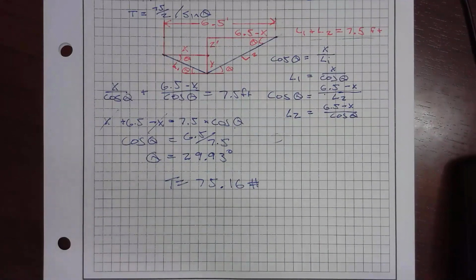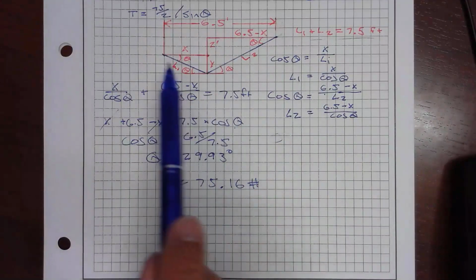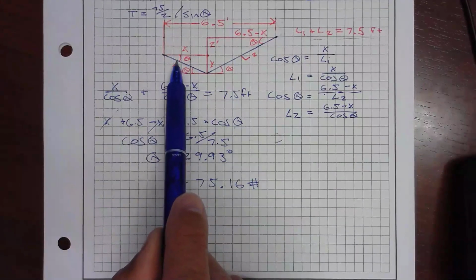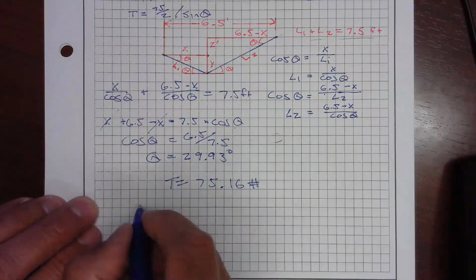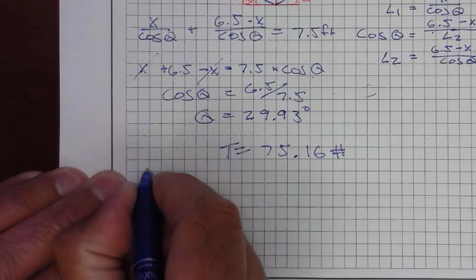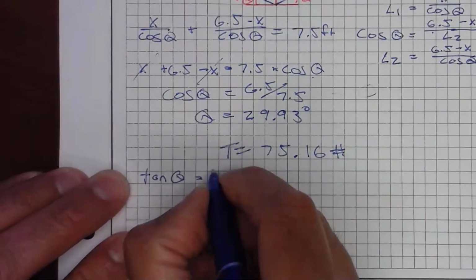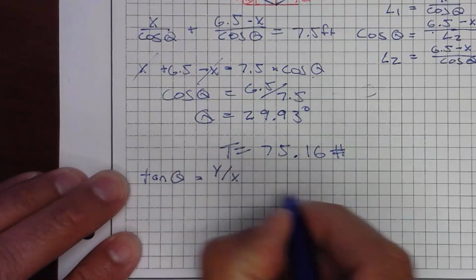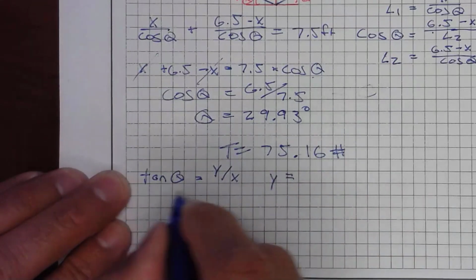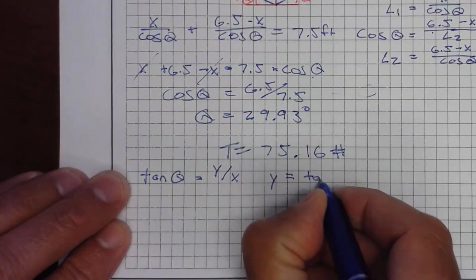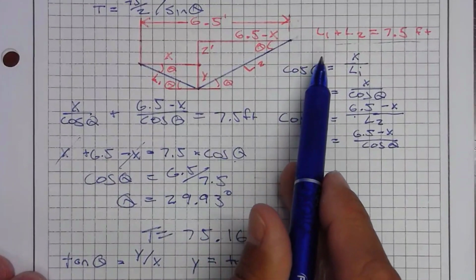Now the last thing we've got to determine is this x here. There's probably a couple different ways you can do this, but I'm going to use tangent. So we're going to take the tangent of this theta. The tangent of this theta, same angle, is y divided by x. And now putting that in terms of y, solving for y, y is equal to tangent of theta times x.